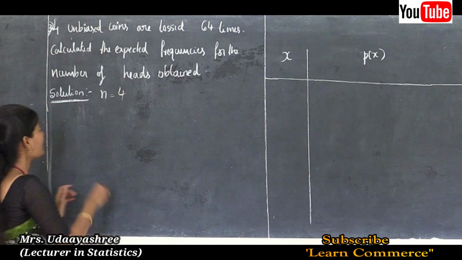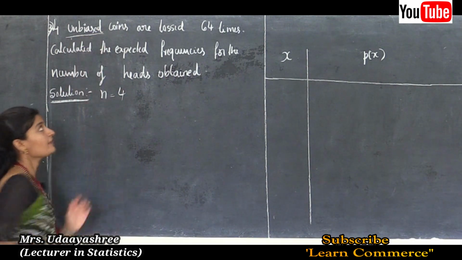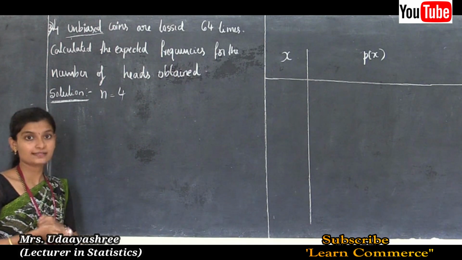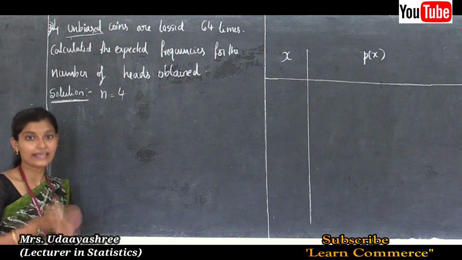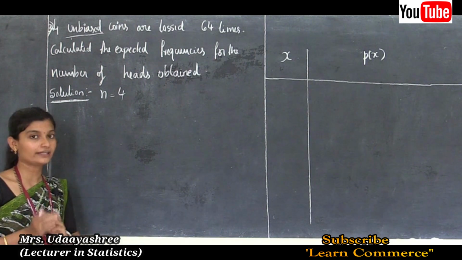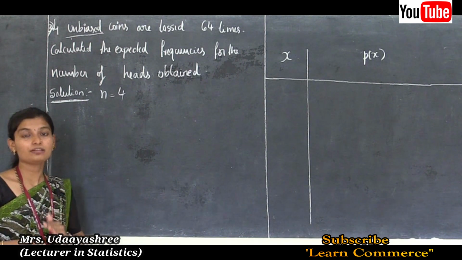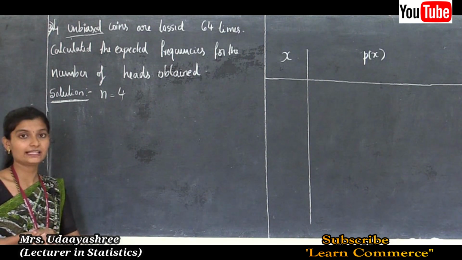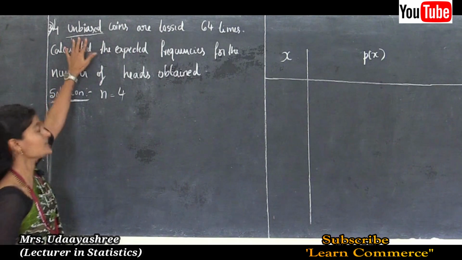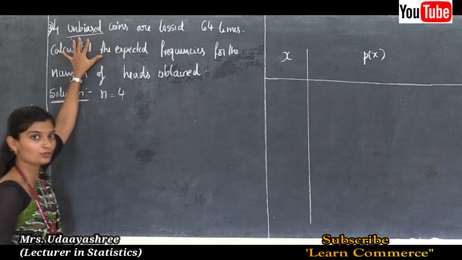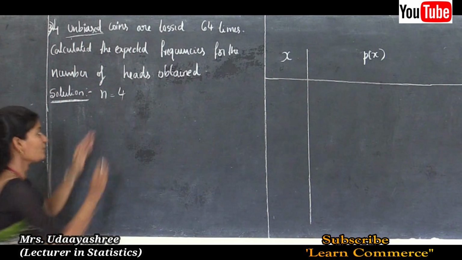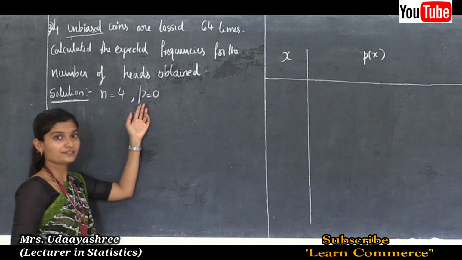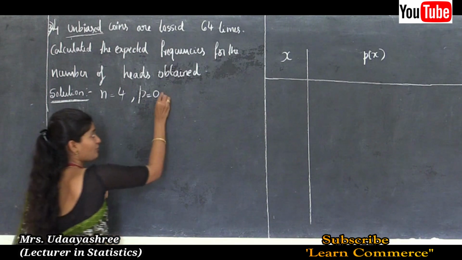Next, another term is given, that is unbiased coins. Unbiased means the probability of getting head is equal to the probability of getting tail. We know that the probability of getting head is 1 by 2 and the probability of getting tail is 1 by 2. So here, the probability of success is denoted by P, that is 0.5.